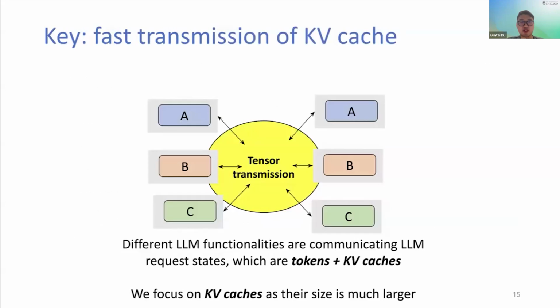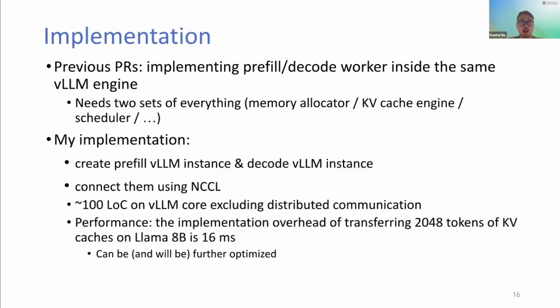To build this tensor transmission library inside vLLM, I submitted an initial PR. There has been a lot of preceding effort on prefill-decode disaggregation and communication between them, but they all ended up as closed PRs or are no longer actively worked on. The main reason is that they try to implement the prefill and decode workers inside the same vLLM engine, and that requires almost two sets of copies of everything. By everything, I mean two sets of memory allocators, two sets of KV cache engines, and two sets of schedulers.